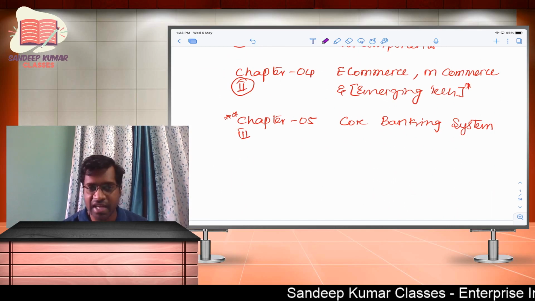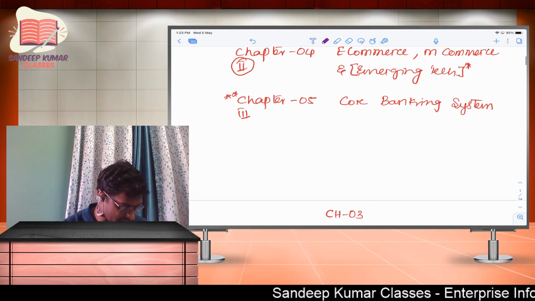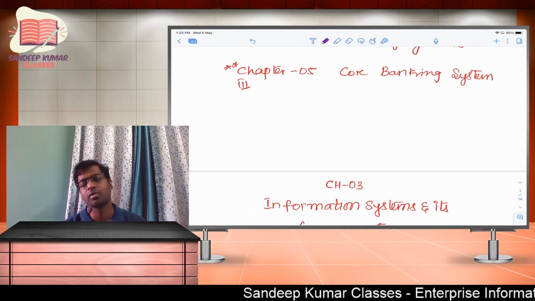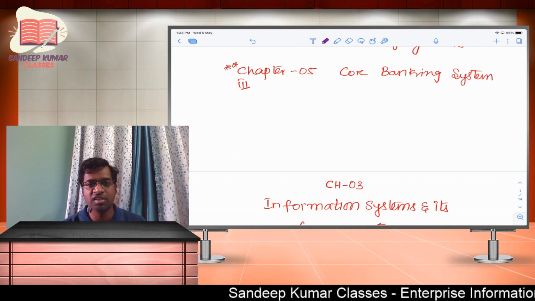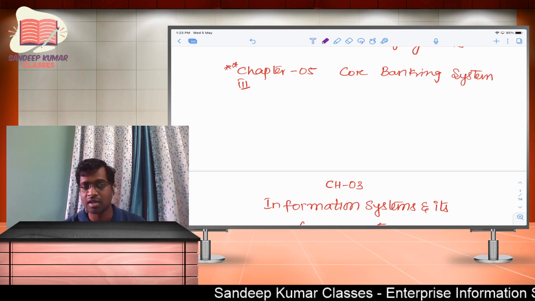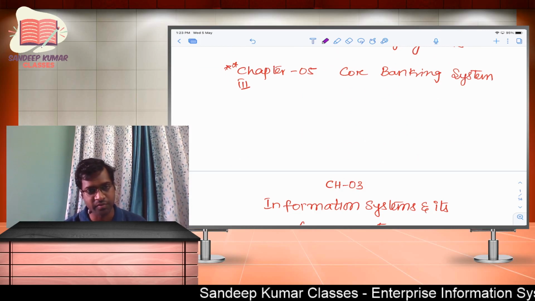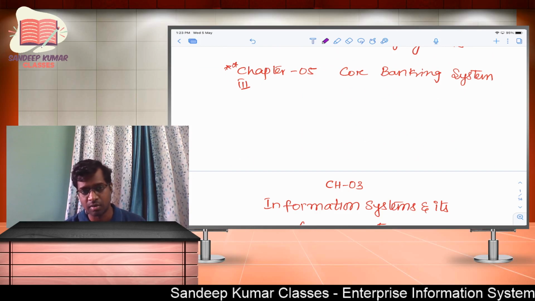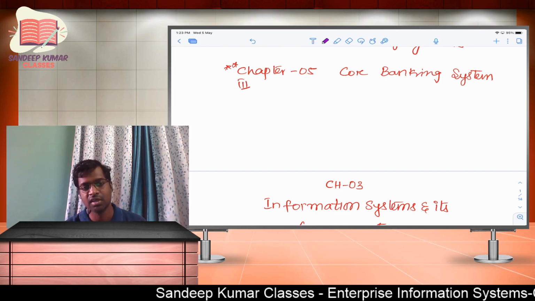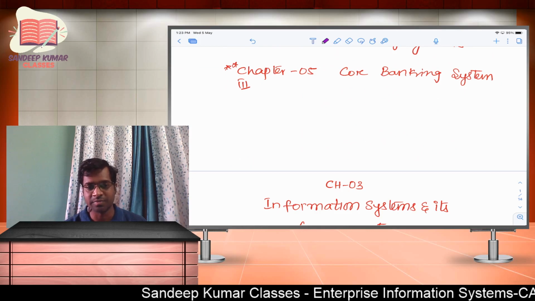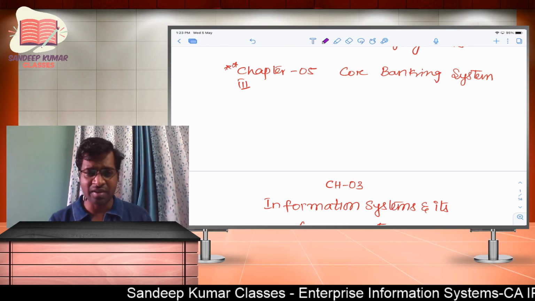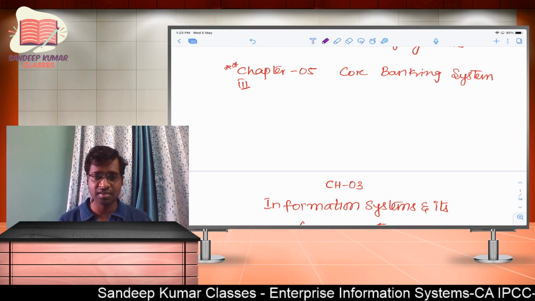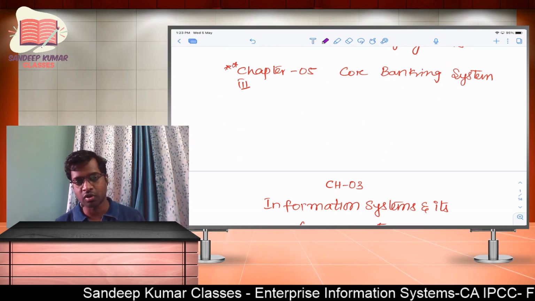And finally, we have chapter 5, that is core banking systems, which is a very important concept, because being an auditor, you are supposed to understand how exactly these information systems work. If you go to any bank or audit any banking sector, you are supposed to understand the systems, because we have completely converted our transactions from manual to automated.